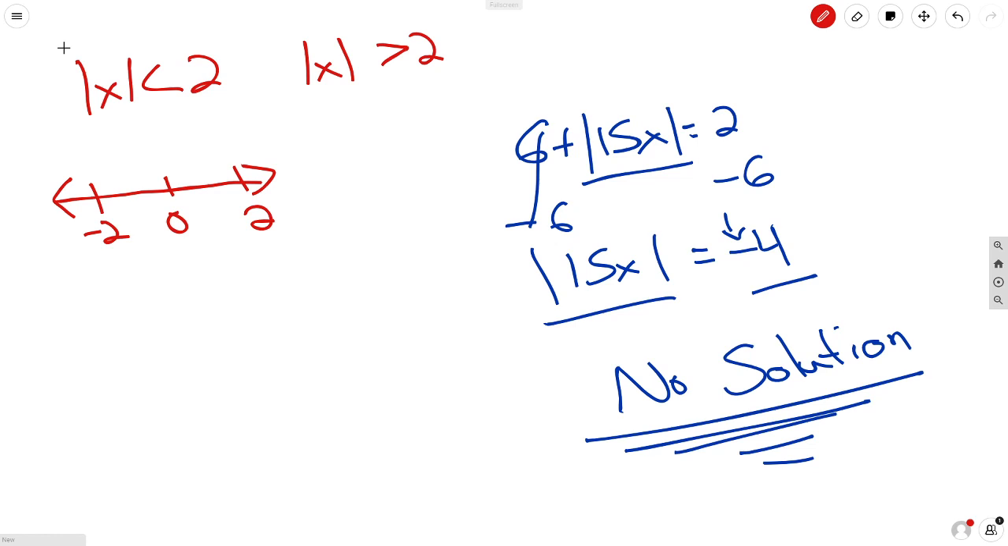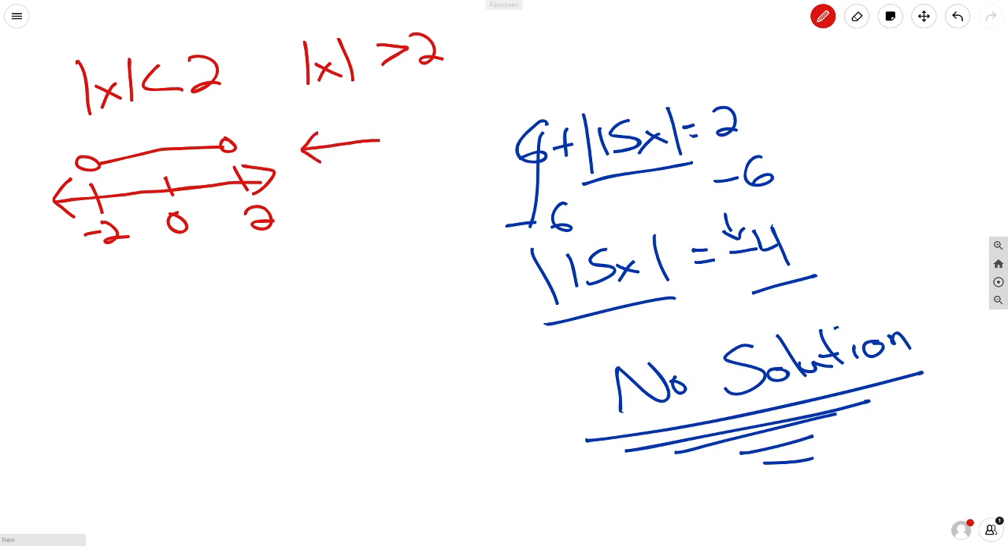So I'm saying the distance from 0 has to be less than 2. So again, it's an open circle because it's less than. It's not less than or equal to. So we're not including 2 in the number. So the distance here has to be less than 2. So it has to fall in between the -2 and the +2. All of these numbers in between would give us a distance from 0 less than 2.